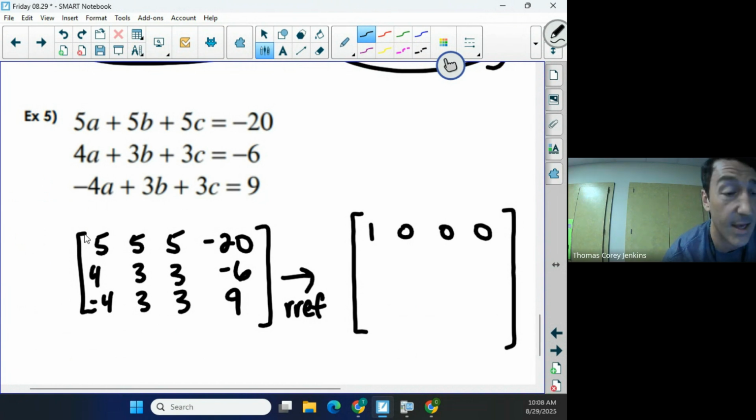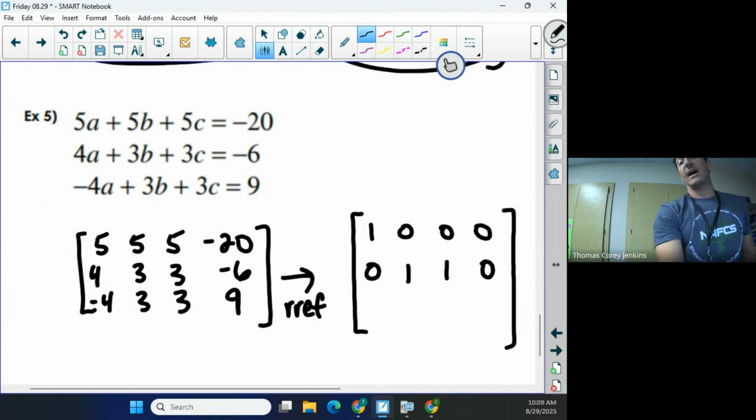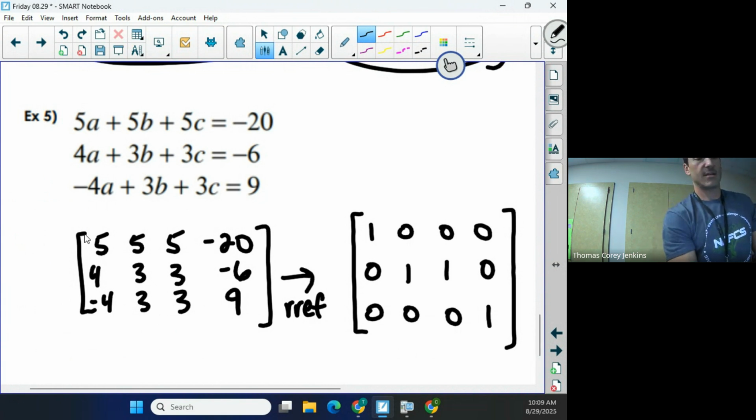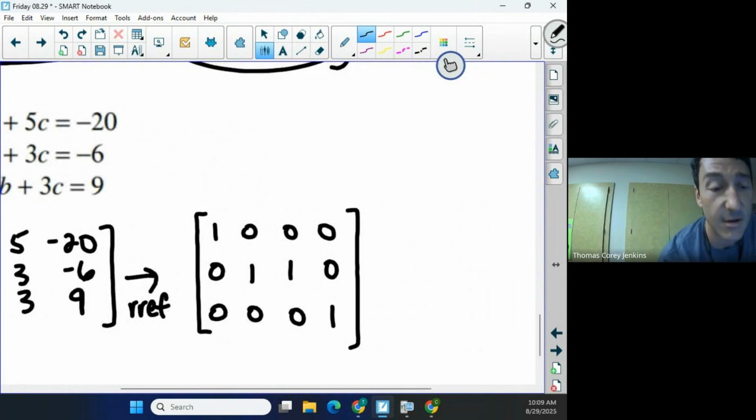The next row says 0, 1, 1, 0. So what that row says is y plus z equals 0. So that's a little different, right? That's not like what we're normally after. And then the row underneath says 0, 0, 0, 1. All right, so this row right here says 0 equals 1.